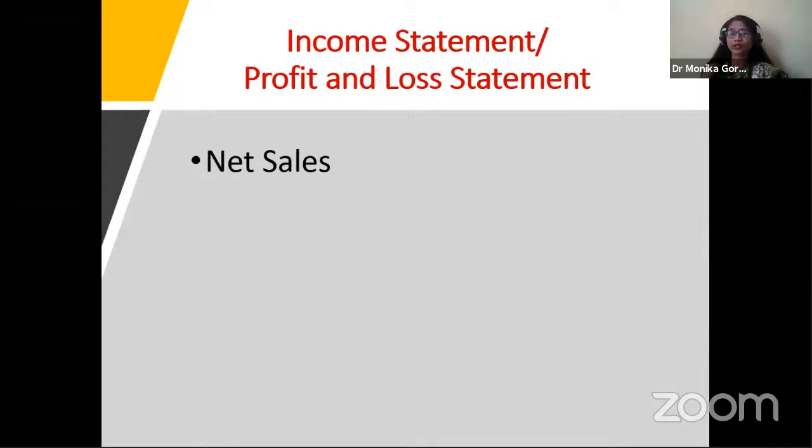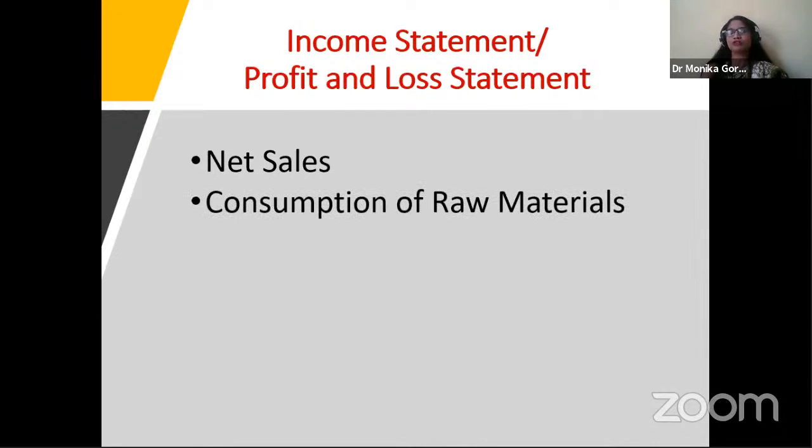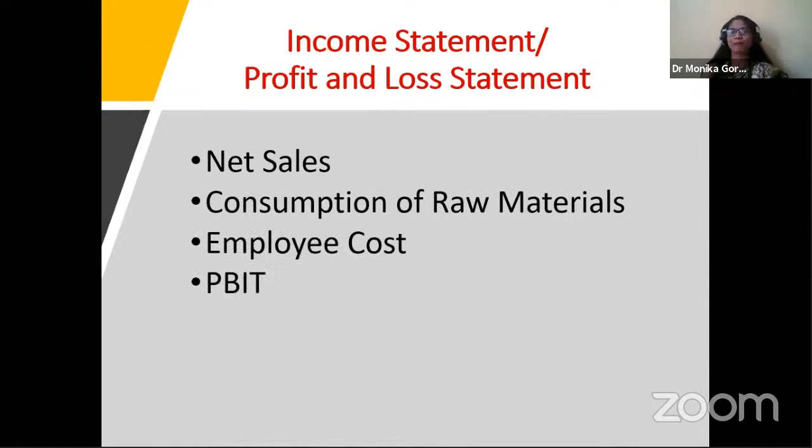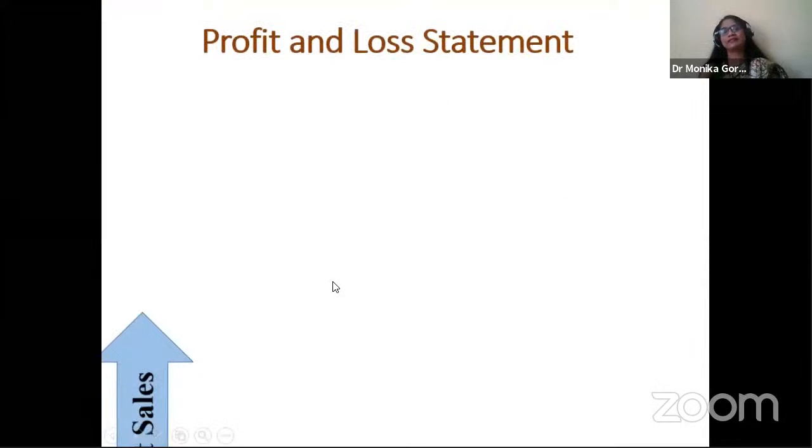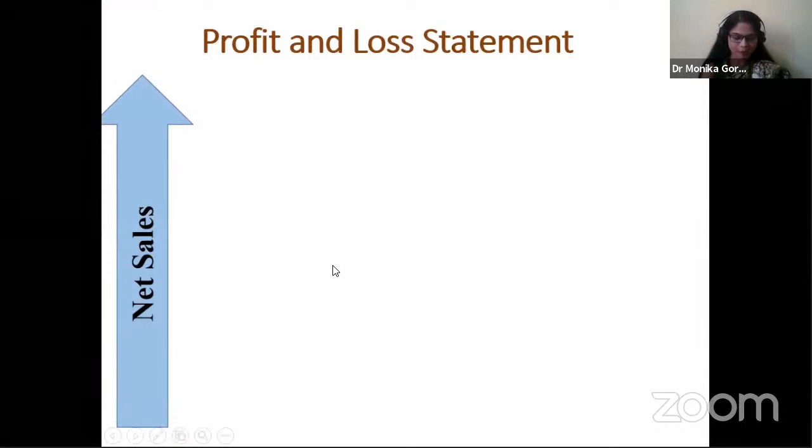Moving ahead, this is the format as discussed. What are the things we should consider when we analyze the income statement? Net sales is our actual sales done, along with consumption of raw material, employee cost, earnings before interest and tax, and your interest rate. These are the points we have to consider while analyzing income statements. If you are trying to understand the company's performance with the help of the income statement, you have to see over a period of time whether the sales of the company have increased or not. The net sales should be increasing.